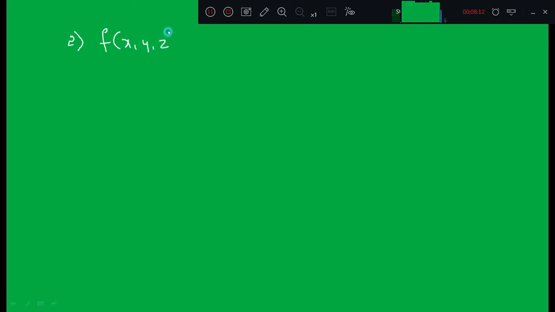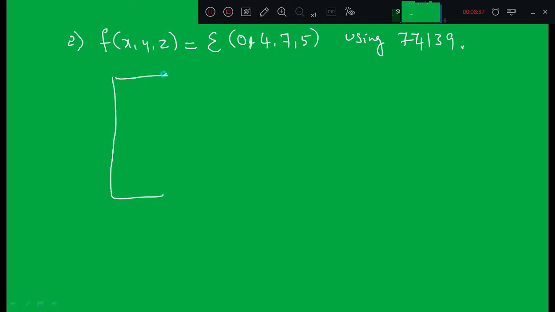Right? So XYZ is equal to summation of 0 4 7 5. Right? Design this Boolean function using 74139. Okay, please complete the question. I have not written it. Design the following function using 74139. Right? So directly I'll design, along with me. You can also design. Right? Don't wait until I finish it, because I am not going to explain it once again. I have already explained the previous example thoroughly.